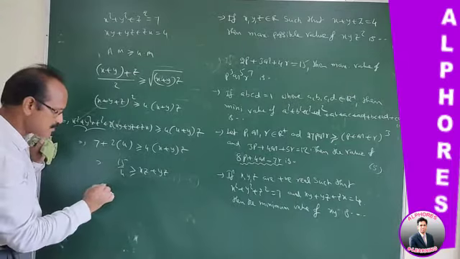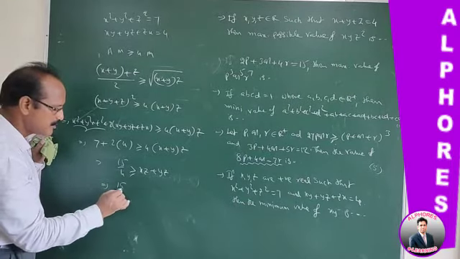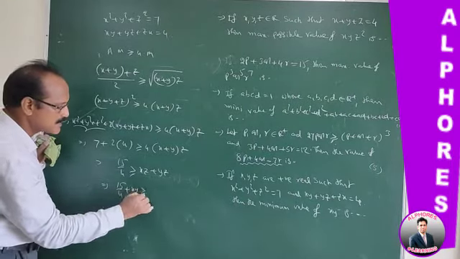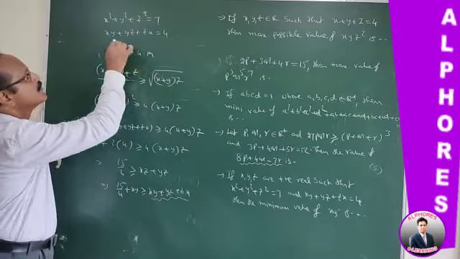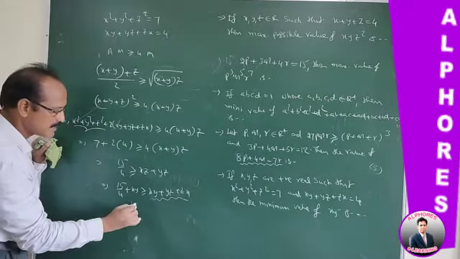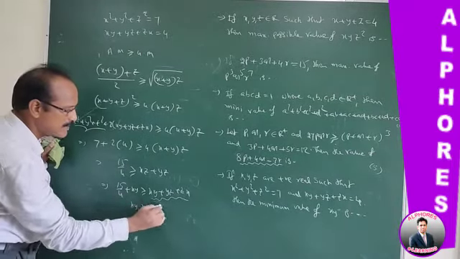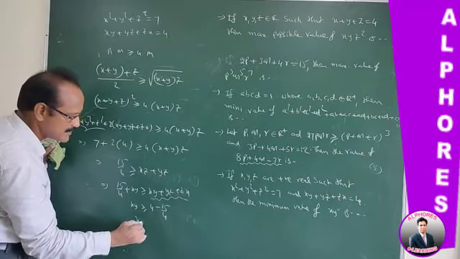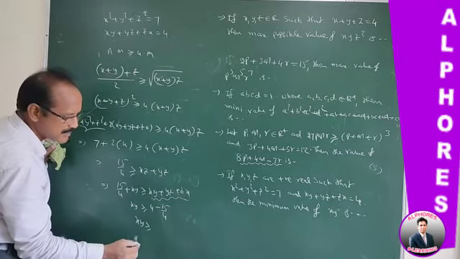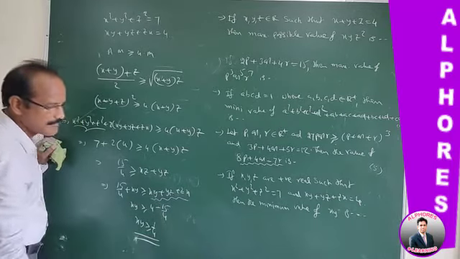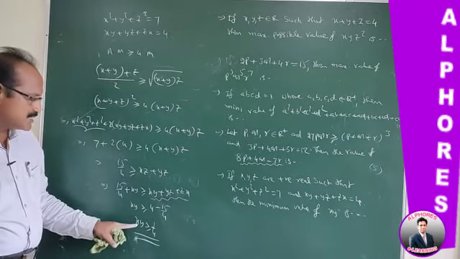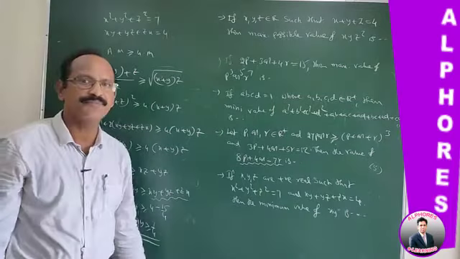So adding xy on both sides, 15 by 4 plus xy is greater than or equal to xy plus yz plus zx. But this value is given here as 4. That is, xy is greater than or equal to 4 minus 15 by 4. That is, xy is greater than or equal to (16 minus 15) by 4, that is 1 by 4. So this is the minimum value of xy.